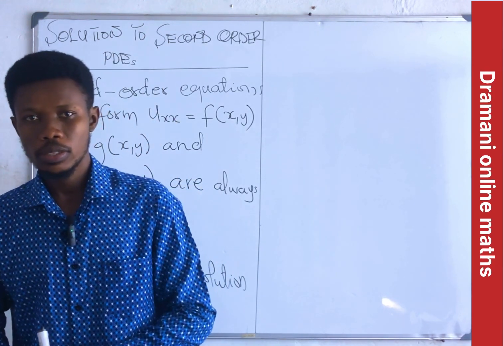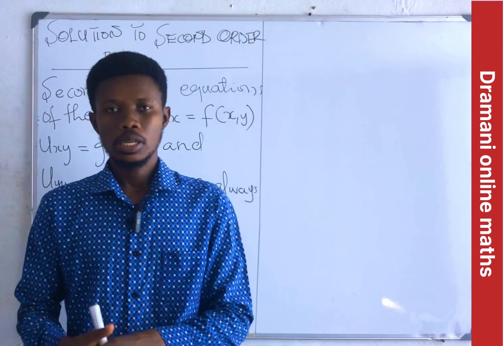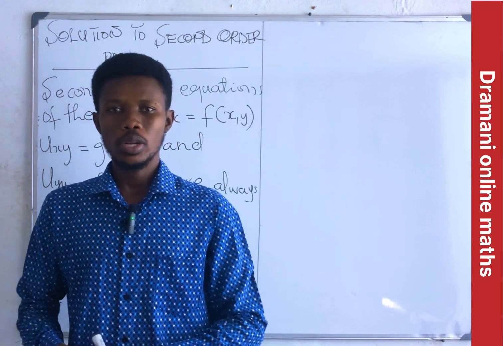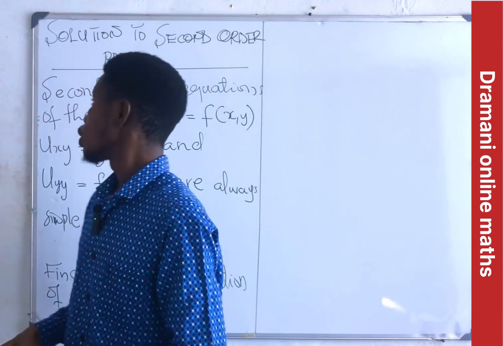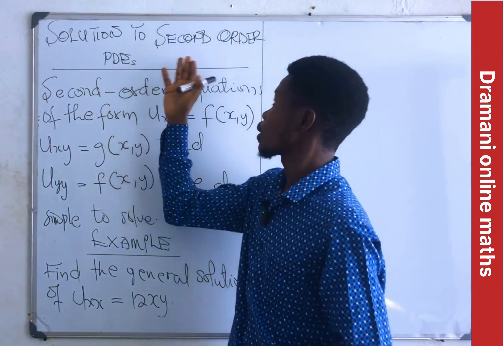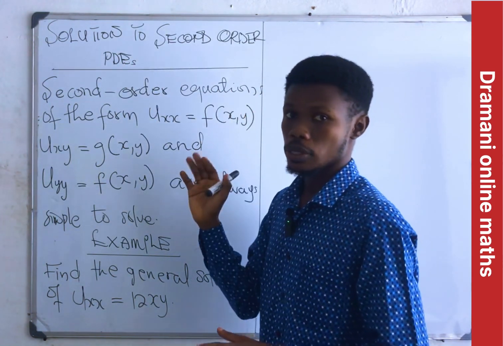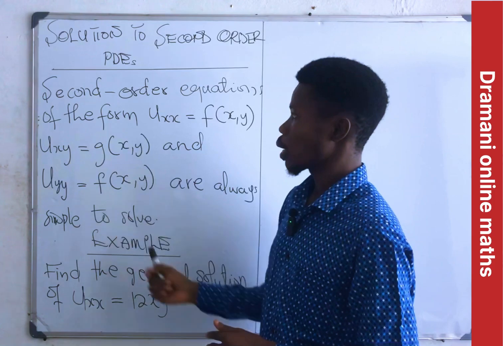Today we are done with the canonical forms. Now we are going to look at the solution to the second order PDE. Is that okay? So this is the solution to the second order PDEs. Is that okay? Good. So you are going to look at this first.